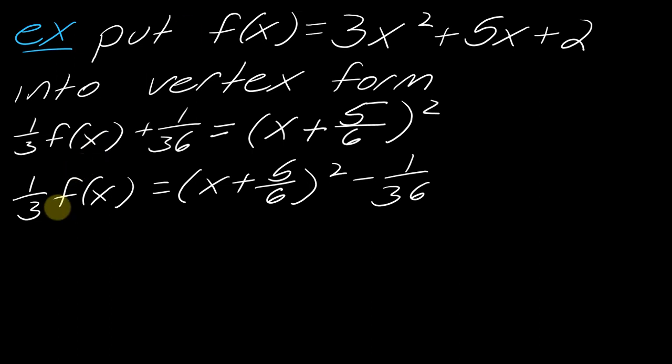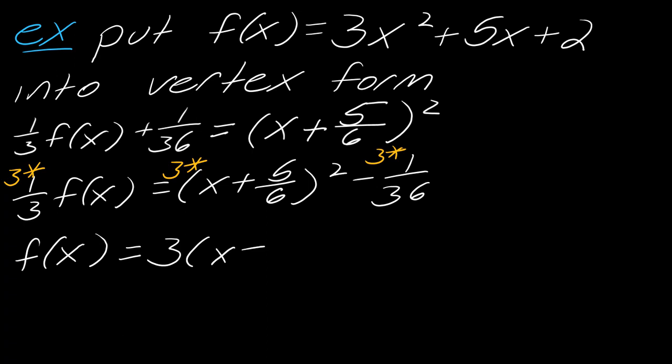The last thing I need to do now is get rid of this fraction. To get rid of this fraction, I want to multiply this side by 3, and then I have to multiply each part of this equation by 3, and this is the part that gets everybody. This part has to be multiplied by 3, as does this part. So you have to multiply by 3 in this case. And so then I'm left with f of x equals 3 times x plus 5/6 squared minus 1/12. Woo! Okay, so we got it into vertex form.